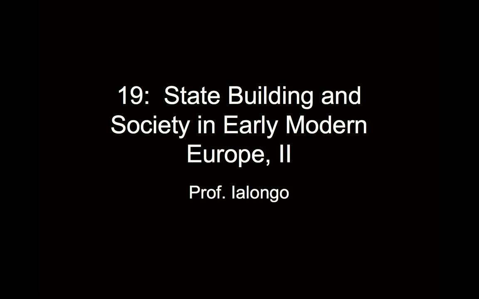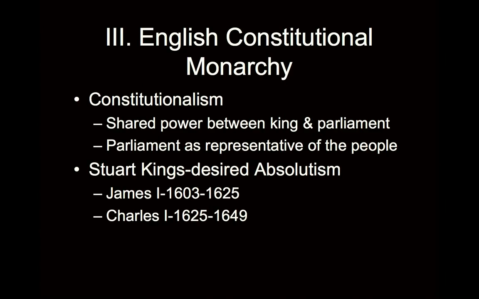So picking up from the last lecture on Louis XIV and absolutism, I now want to talk about the other form of strong central government, which is constitutionalism. This was a system of government that was pioneered in England, where power would be shared between the king and parliament. Parliament represented the people. Parliament made the laws, the king enforced the laws. And the idea was they were supposed to share this power.